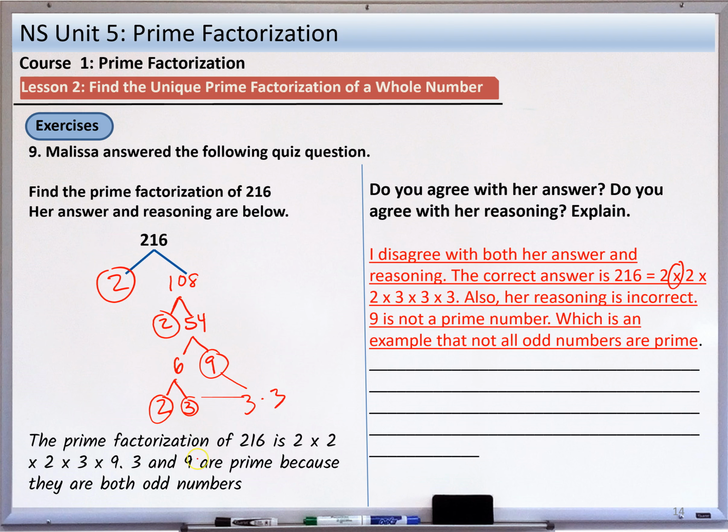Also, her reasoning was 9 is prime because it's odd. That is not correct reasoning. All odd numbers are not prime. So again, there were 2 parts to this: her answer and her reasoning. Her answer was wrong and her reasoning was wrong.